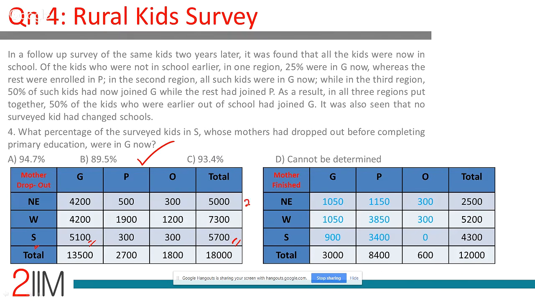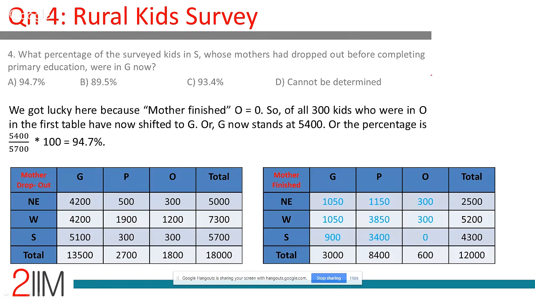Remember, 25% went totally, 50% went totally, 100% went totally. 100% means all 300 went here. We had 5100 to start with, plus 300. 5400 are going to be in G in the southern region. We want this as a percentage out of 5700. So 5400 by 5700 into 100.